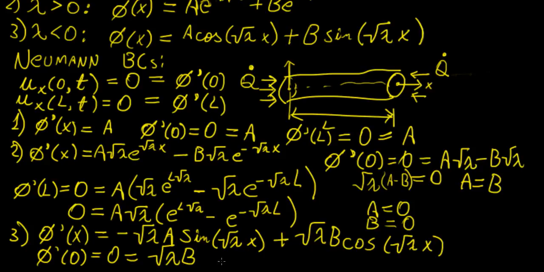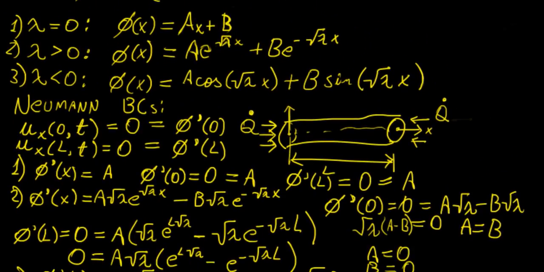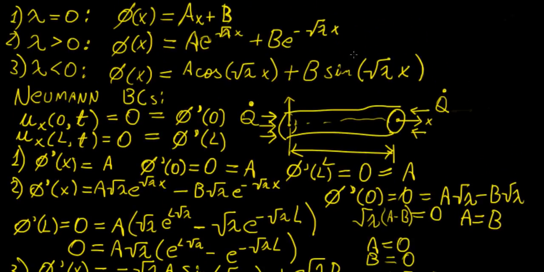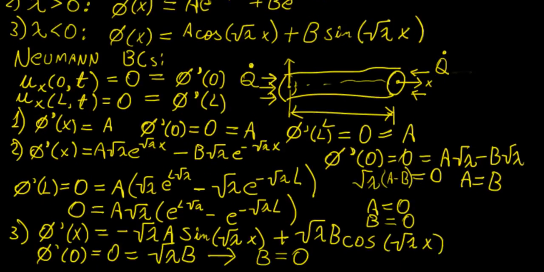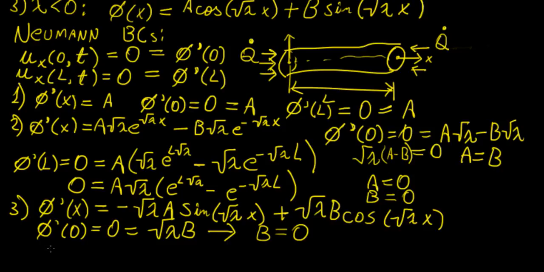So cosine goes to 1, and this implies, because lambda is non-zero once again, that B is equal to 0. So what this means is that we're going to look back at this equation, and B is going to be 0, so the actual solution is just going to contain the cosine term. Now let's apply the second boundary condition.